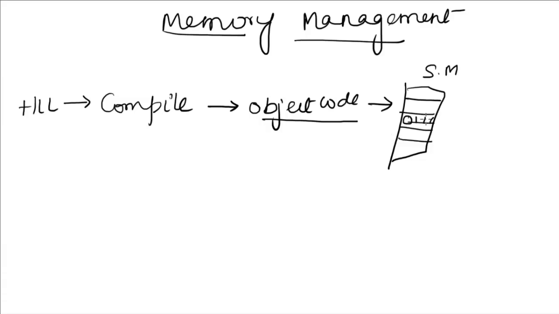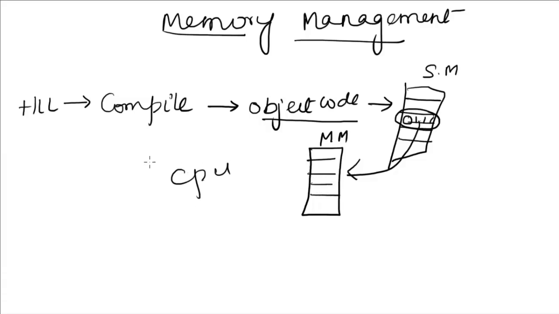Now if I want to execute this object code, first of all this object code must be brought from secondary memory to main memory. This is the main memory. The CPU will have access only to the main memory. If I want to execute any program, the program must be brought into the main memory. Then only the program will be executed.